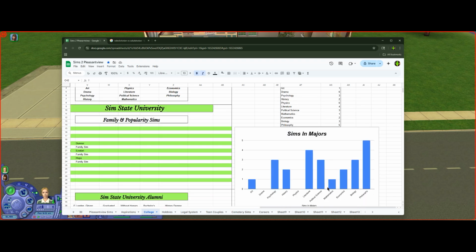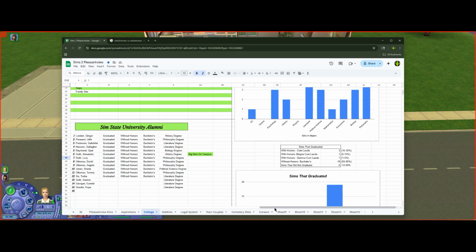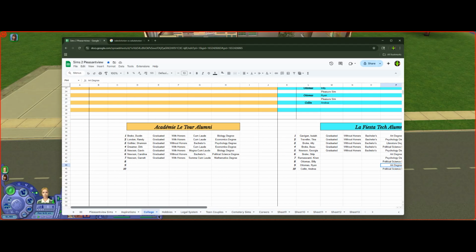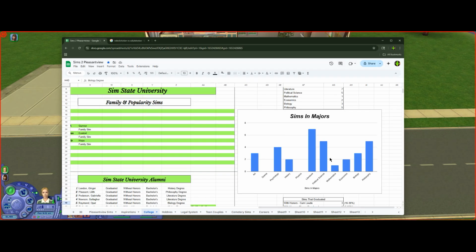I also need to update some of this as well because I think some of these are inaccurate. Like, see, art says there's one, but I know I have more than one art Sim. Let me take a look here. 1, 2, 3 arts. Yeah, we got 3 arts now. So let's update that to 3. All right, so now it's updated.